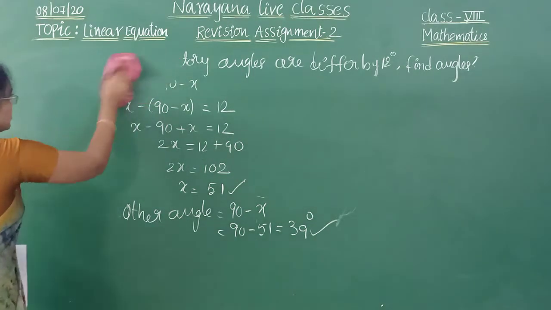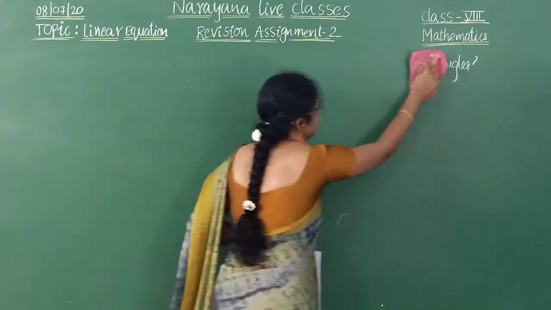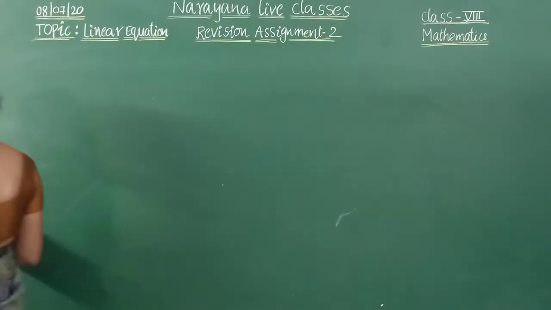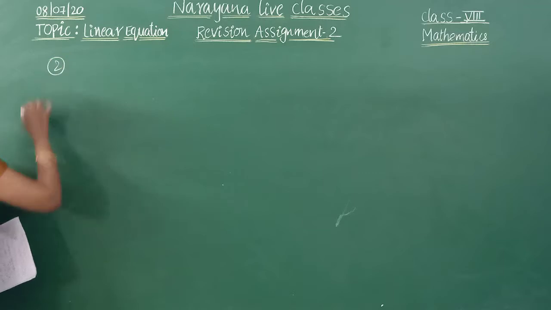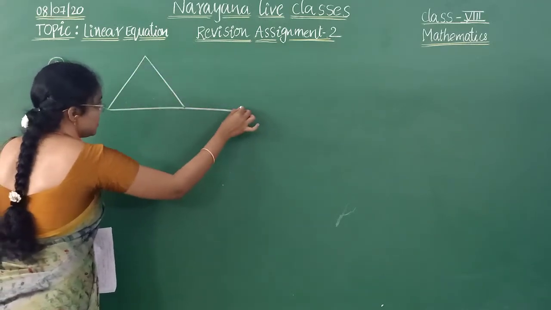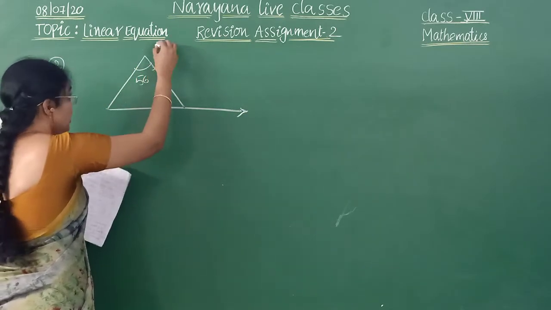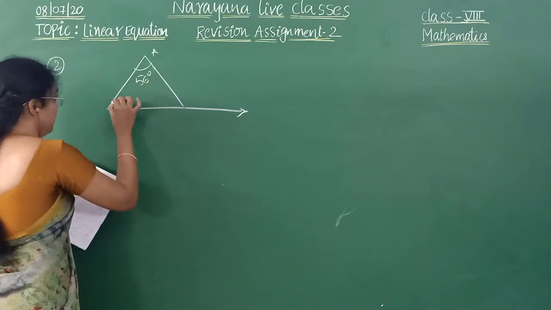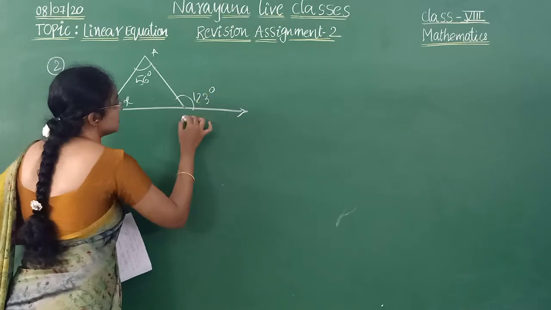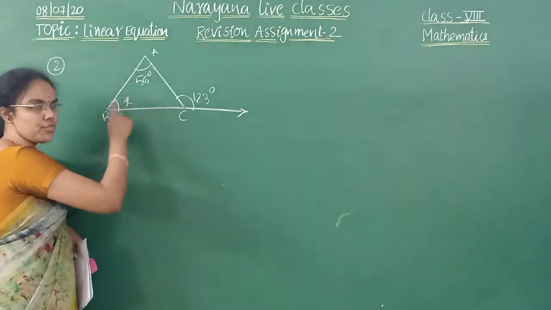And the next question, the second question, is: find the value of x in the following diagram. The diagram goes like this: A, B, x degrees, C, 123. This is C. So we are finding the value of x.